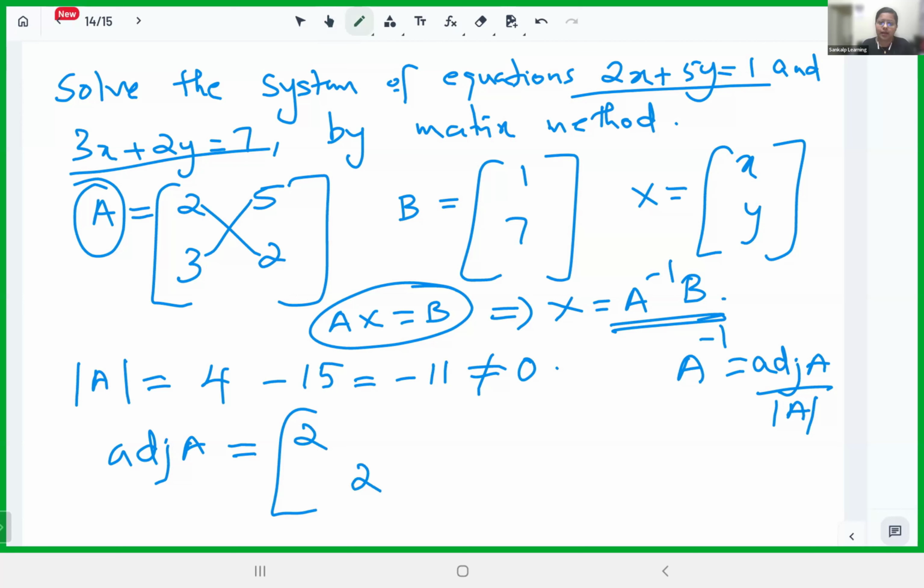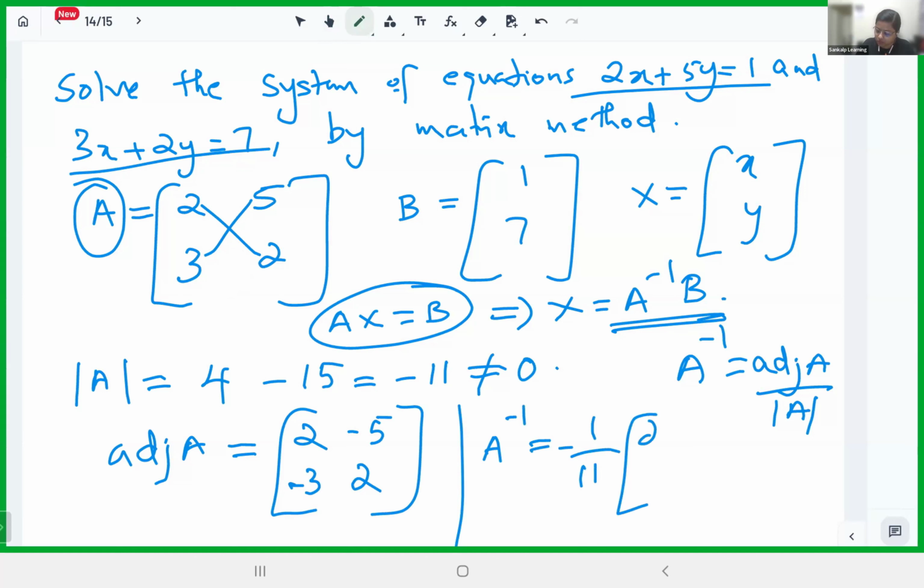Now what happens to the non-diagonal elements? The non-diagonal elements are 5 and 3. You have to change the sign of the non-diagonal elements. So plus 5 will become minus 5 and plus 3 will become minus 3. So this is the adjoint of the matrix, and A inverse is equal to 1 by minus 11, or minus 1 by 11, into [2 -5; -3 2]. So this is our inverse.